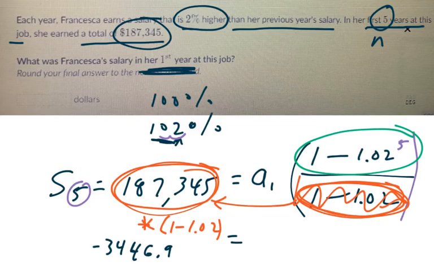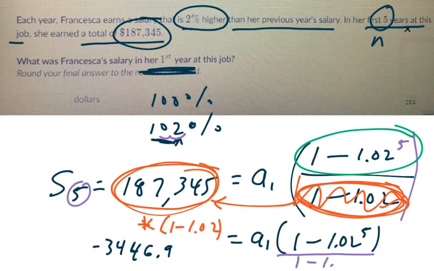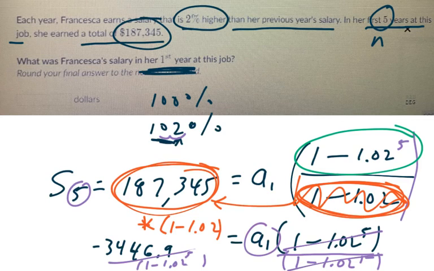That equals A1, which we don't know, times 1 minus 1.02 to the 5 power. So guess what, guys? All I have to do now is divide by whatever this quantity is, 1 minus 1.02 to the 5 power, from both sides, right? And if I do that, do I not get A1, which is our first year salary? So that's what I did.